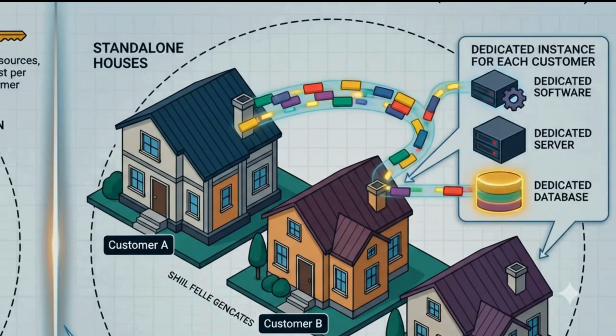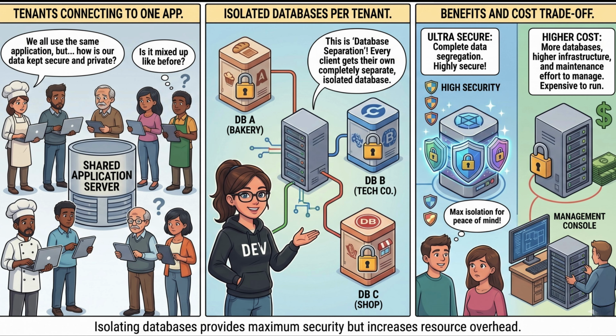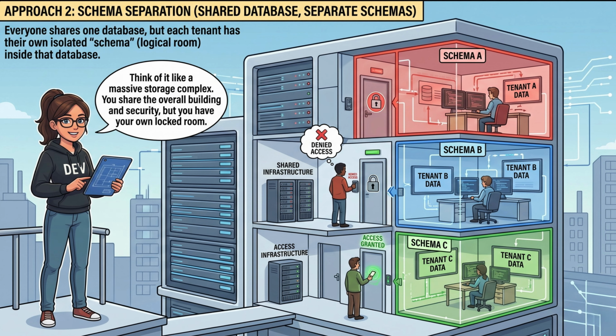Now you might be wondering, if we share the same database, how is my data safe? Software engineers achieve this using three main database approaches. 1. Database separation. The tenants share the same application server, but every tenant gets their own completely separate database. It's highly secure, but a bit more expensive to manage. 2. Schema separation. Everyone shares one database, but each tenant has their own isolated schema or logical room inside that database. 3. Shared database, shared schema.